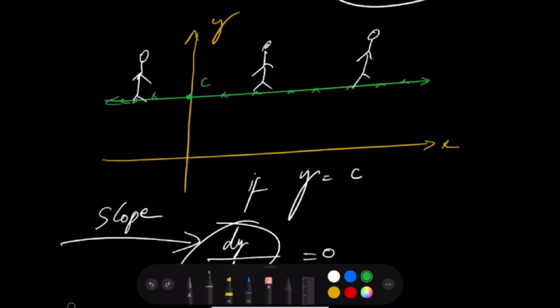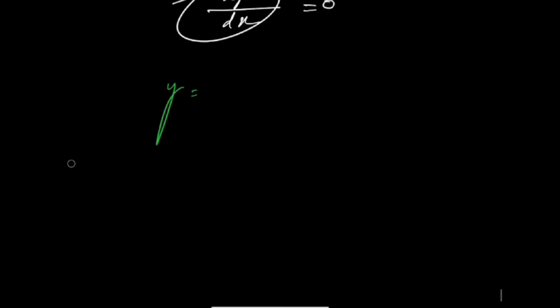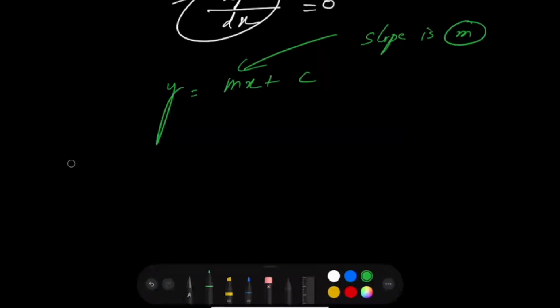You already know what you know. If you have a function y equals mx plus c, slope is m, correct? But what if you have this function y equals c? Here, what about y equals c?